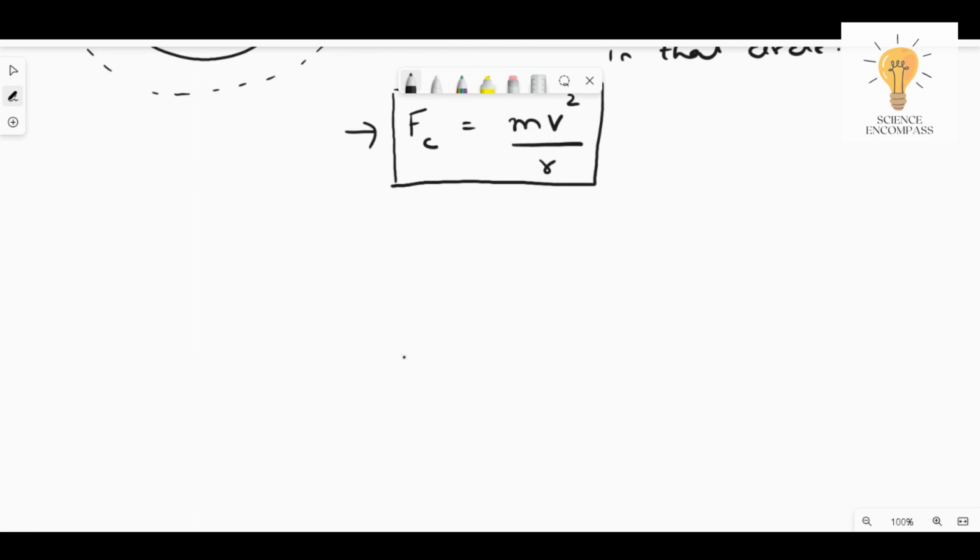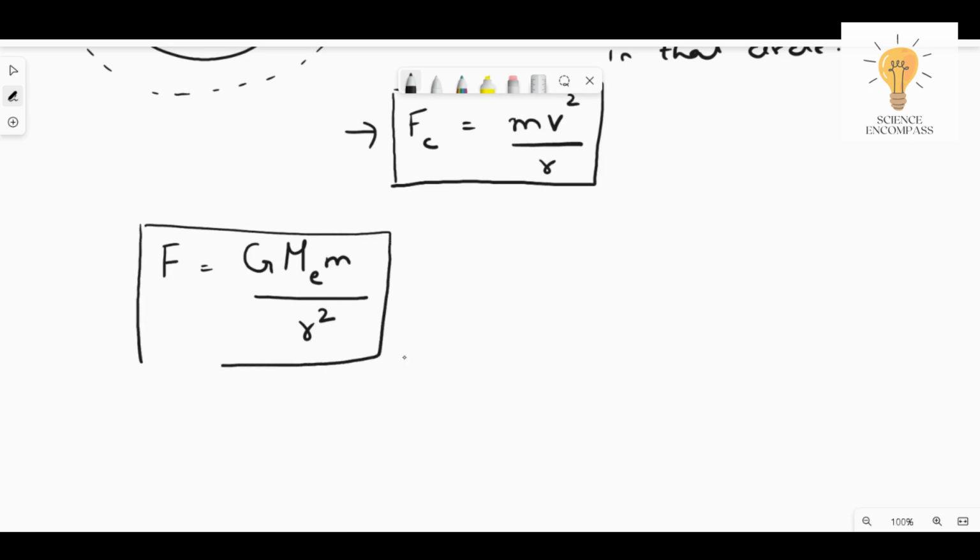We have already done that. Okay, the gravitational force which is exerted by the Earth on the satellite will be what? Well, we already know the gravitational force formula given by Newton. So we have force equals the gravitational constant, multiplied by the mass of the Earth, the mass of the first body, multiplied by the smaller body, which is the satellite, divided by r squared. Okay, this is the gravitational force formula.